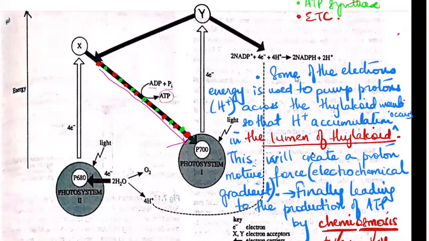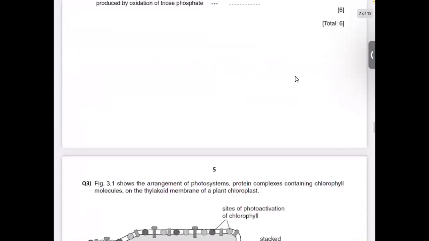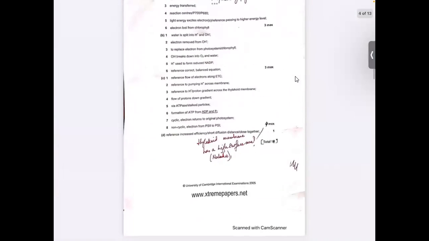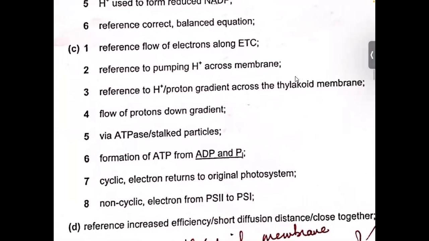But miss, what is the mark scheme? Let's see the mark scheme. The mark scheme is more or less the same because this question is relatively easier than the previous two. Yes, same. That was on my test. I think I've seen that before. Okay: reference to flow of electrons, reference to H plus, proton motive force, flow of protons down the gradient. Okay, I missed this point. Then production of ATP from ADP and Pi, cyclic, non-cyclic.